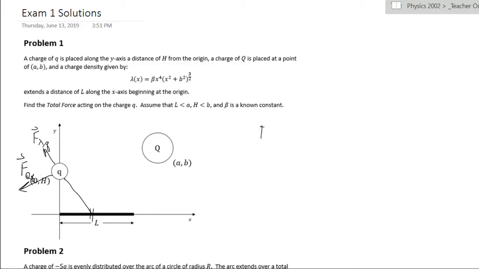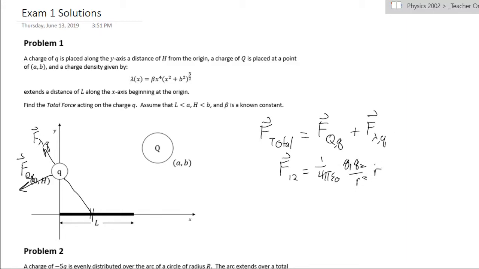And what we can say is that the total force is going to be equal to F vector sub capital Q comma Q plus F vector sub lambda comma Q. Okay, just put some commas in there. So first thing that we need to do when we're doing this is to write down the general equation that we're going to use. So F vector 1, 2 is going to be equal to 1 over 4 pi epsilon naught Q1 Q2 divided by R squared times R hat. And we're going to need to determine what is R hat.